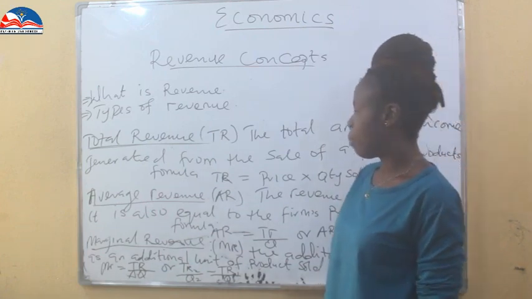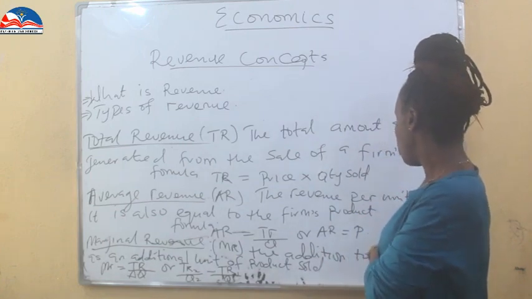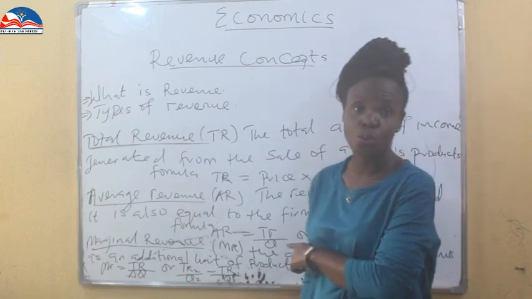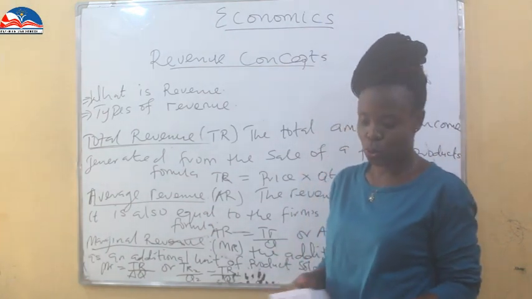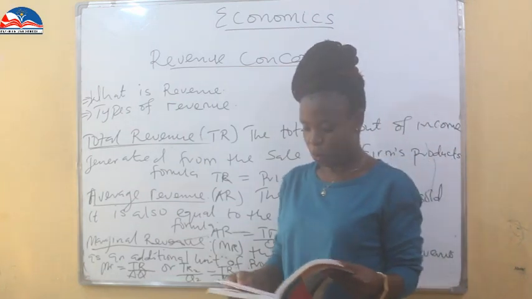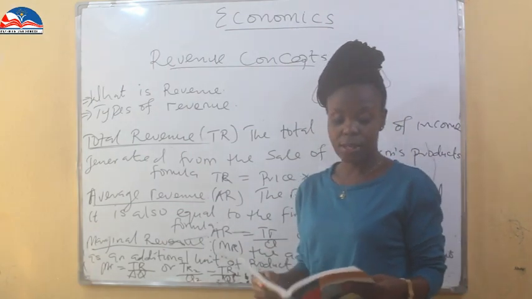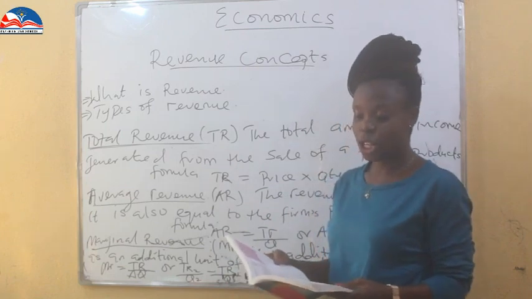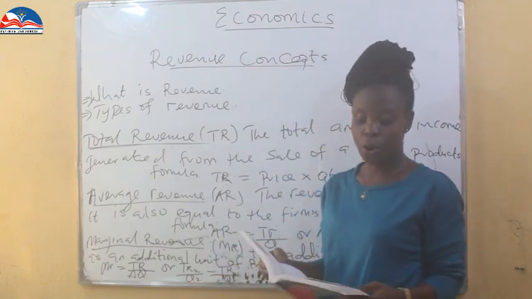Now we go to marginal revenue. Marginal revenue is the addition to the total revenue as an additional unit of product is sold. Why is that so? The marginal revenue is the change in total revenue as a result of selling one more unit of a commodity.